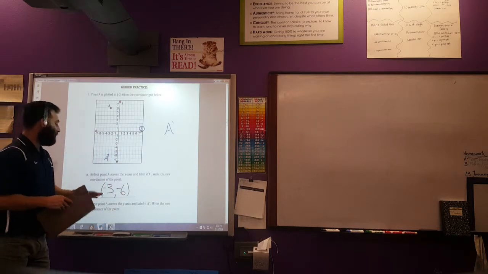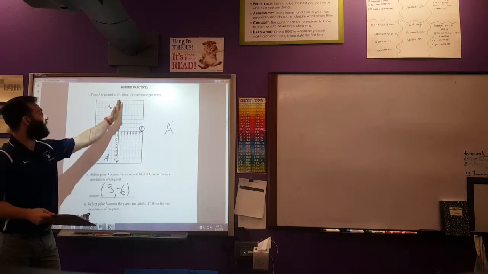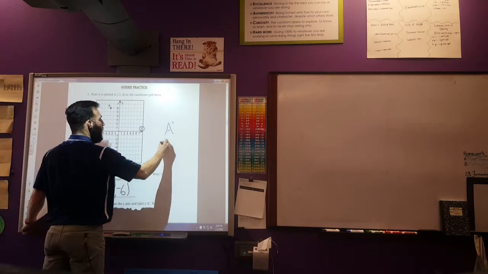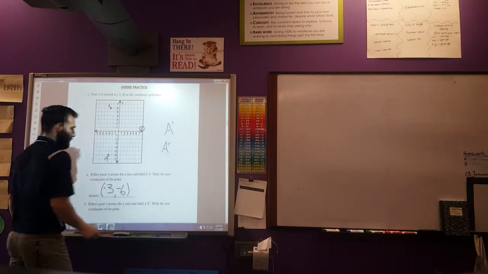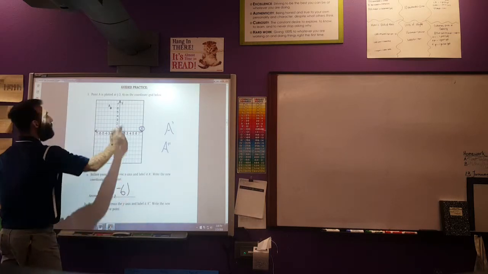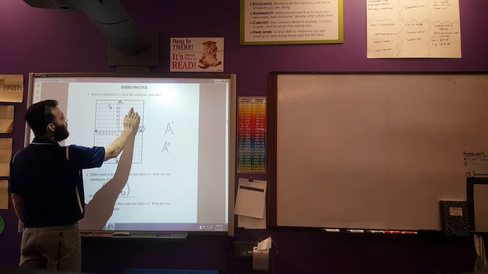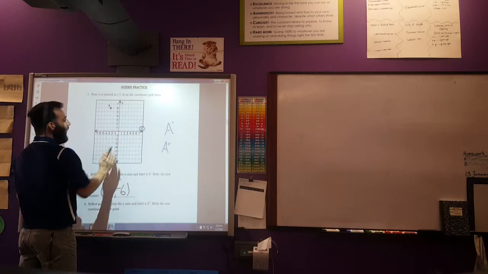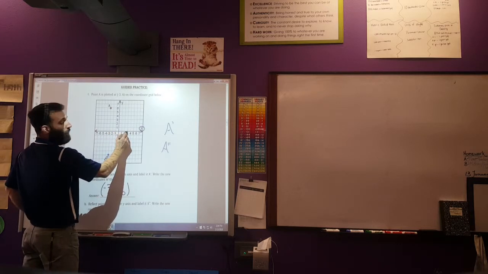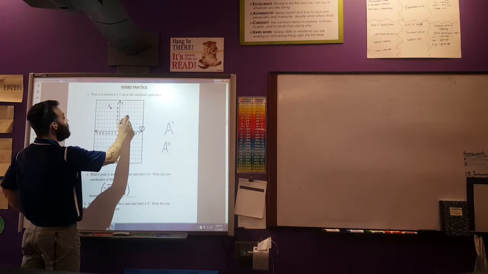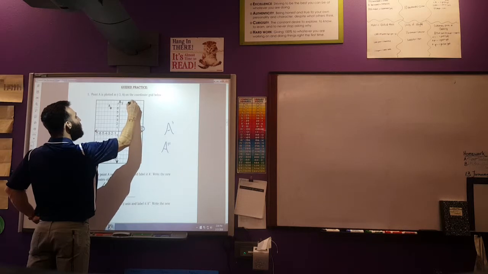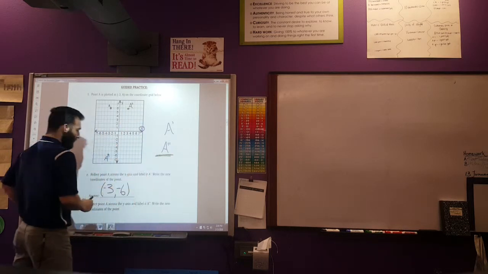Now part B is asking me to reflect this point across the other axis, the y-axis, and label it with A hash hash. So I'm going to find my point A and reflect it to the other side of the y-axis. I know that I'm at -3 here, so I'm going to find +3 and then move up 1, 2, 3, 4, 5, 6. And I'm going to label this point A dash dash, just like this.